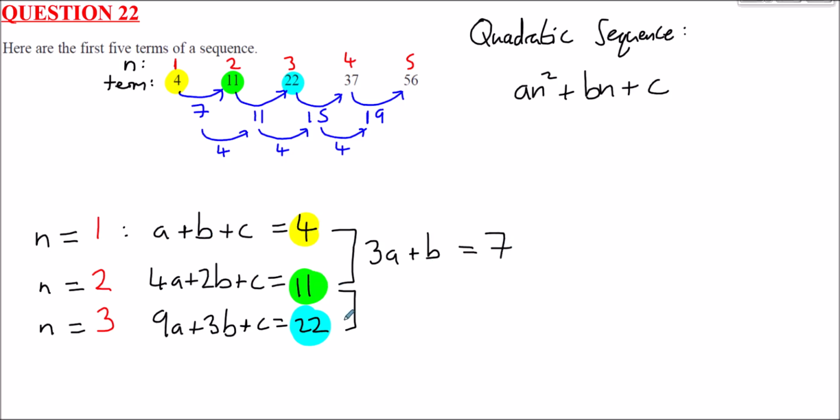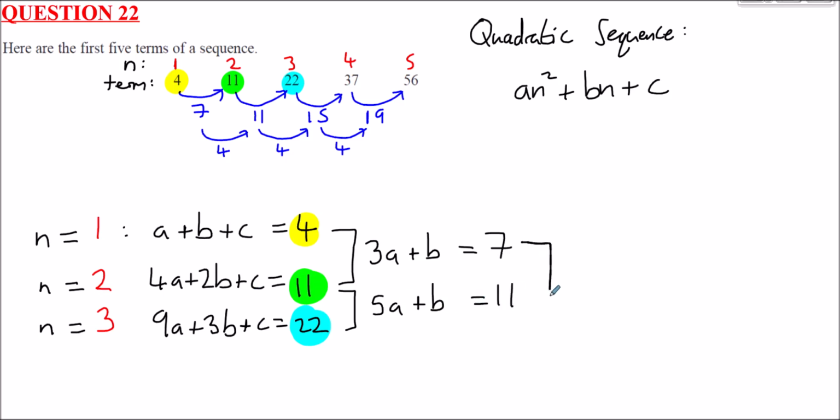The same here, when I do the bottom equation, take away this middle one, I'm going to get 9a take away 4a, which is 5a, 3b take away 2b, which is just 1b again, and like before, c take away c will cancel, so that's just going to leave me with 22 take away 11, which is 11.